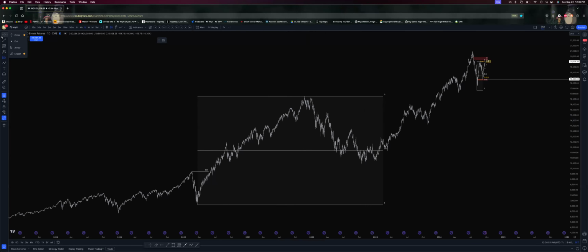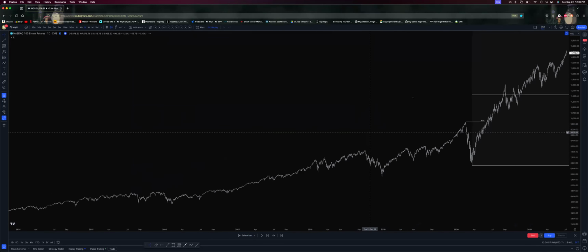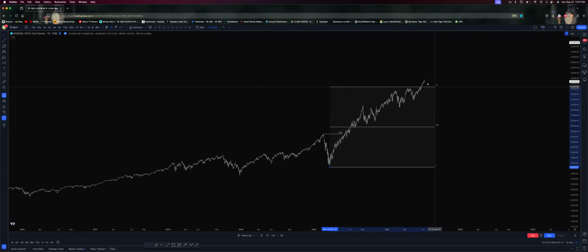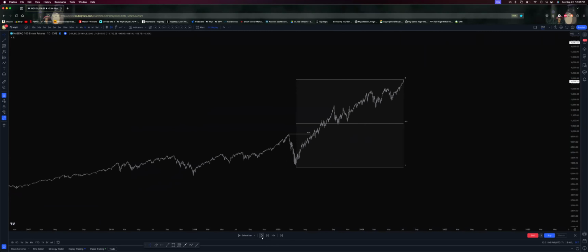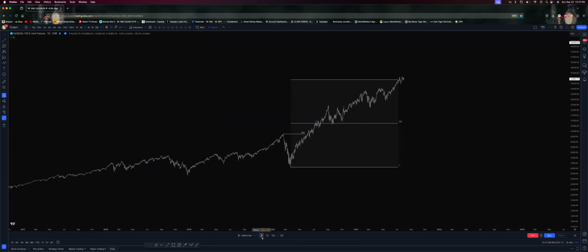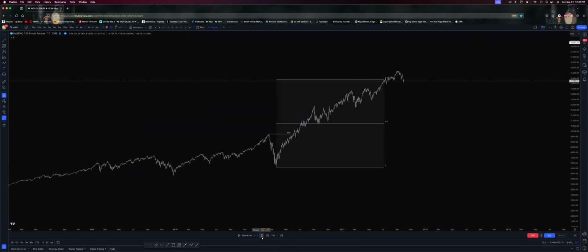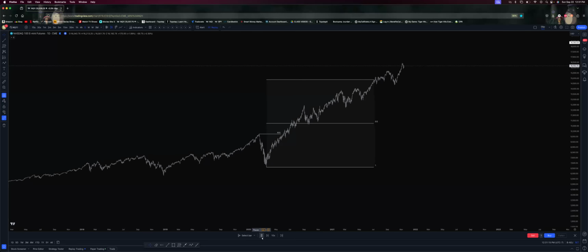Does that make sense? So as this is building, let's go replay. You can't create the high yet because it hasn't established that there's an end yet. It's going to keep going, it's going to keep going, until we get a high and then a real lower high. So how do we get a real lower high? A market structure shift.